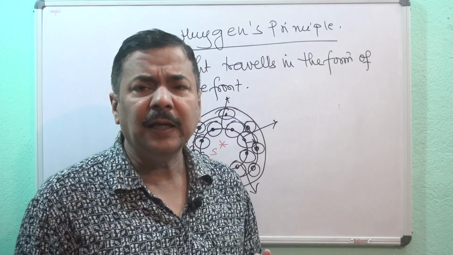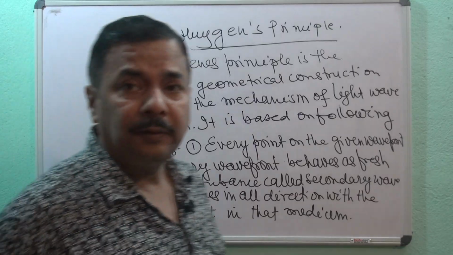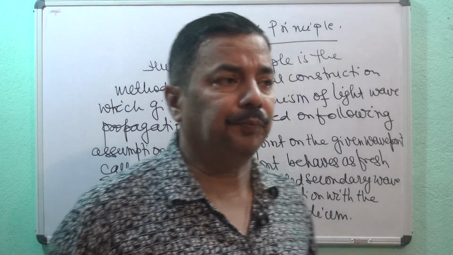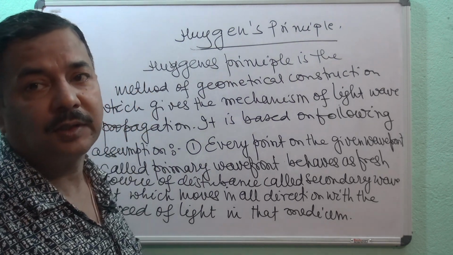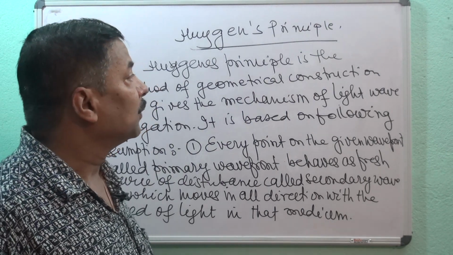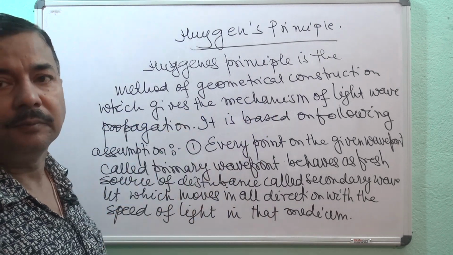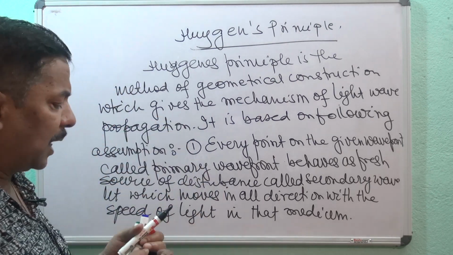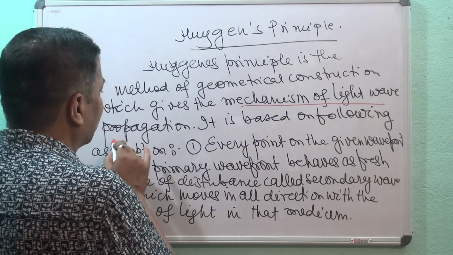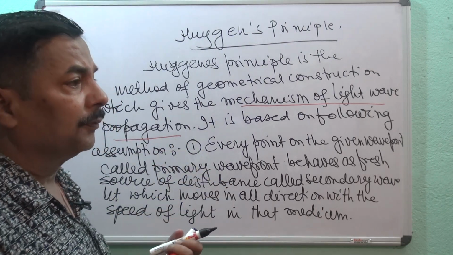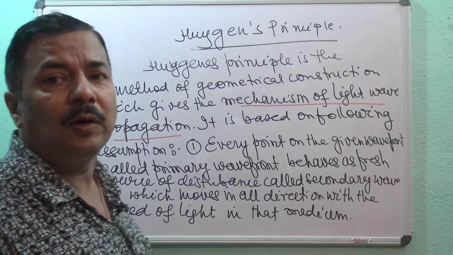Huygens Principle is basically the assumptions that Huygens considered in order to explain the propagation of light. Here I would like to tell you that Huygens Principle is basically a method of geometrical construction which gives the mechanism of light wave propagation in the medium. How light propagates in the surrounding in the form of wavefront. It is based on a few assumptions. Those assumptions are called Huygens principle.